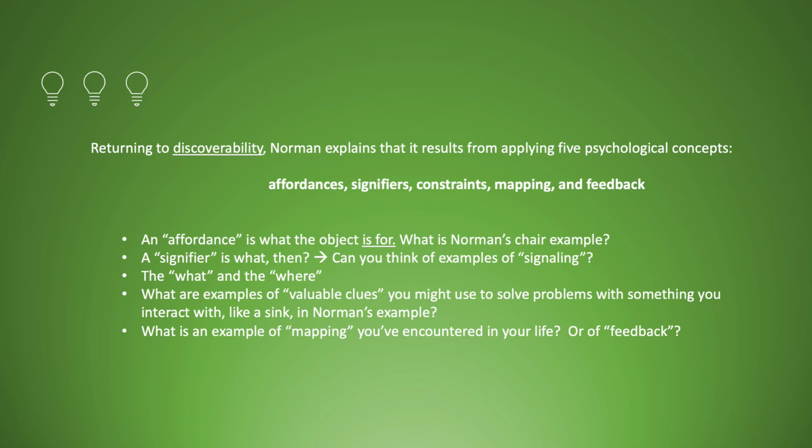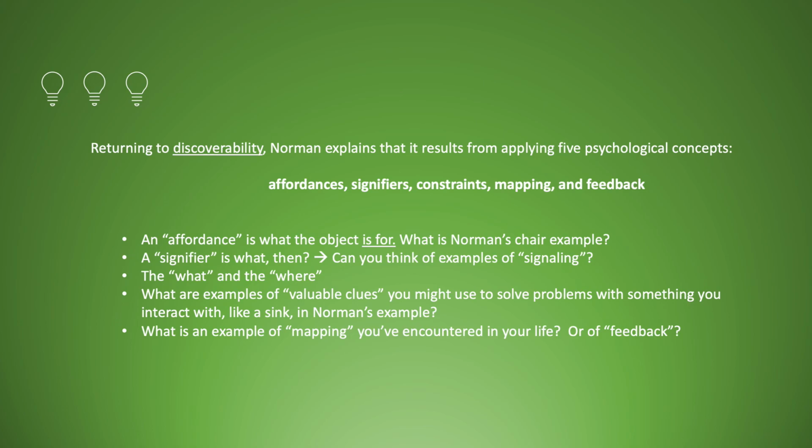And Norman explains that it results from applying 5 psychological concepts: affordances, signifiers, constraints, mapping, and feedback. So an affordance is what the object is for. And he uses the example of a chair. A chair you can easily move around and you can sit your bottom in it, right? It's for sitting. A chair is for sitting.